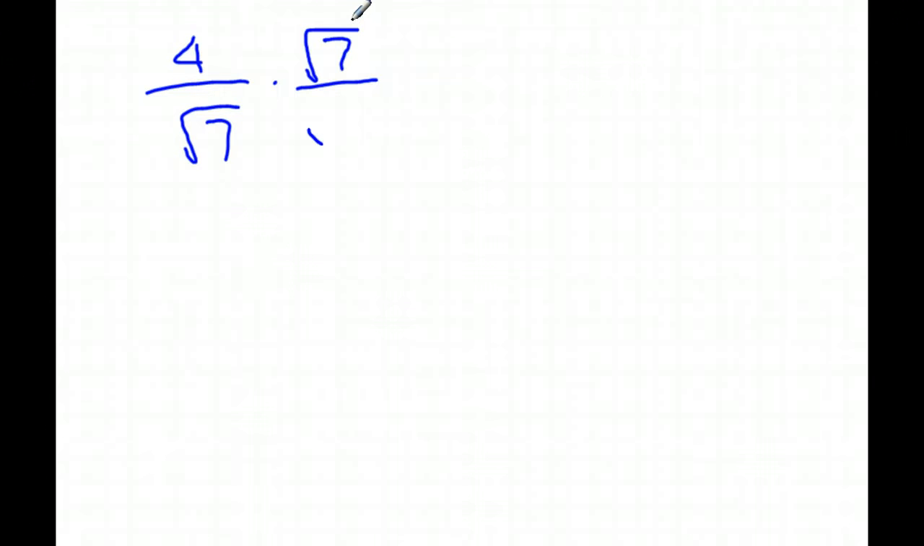So actually what we're doing, what is the square root of 7 over the square root of 7? 1. Yeah, anything over itself is 1. Well, by multiplying something by 1, you don't change the value of it at all. So you can change what it looks like, but you're not changing the value. So it's 4 times the square root of 7.